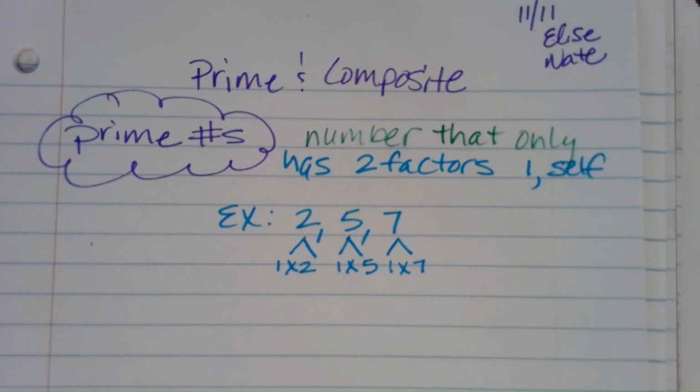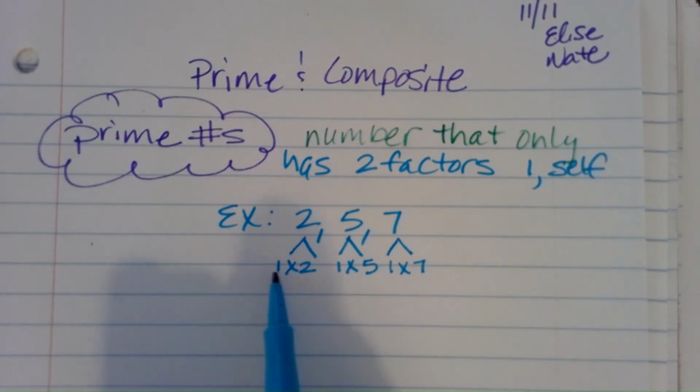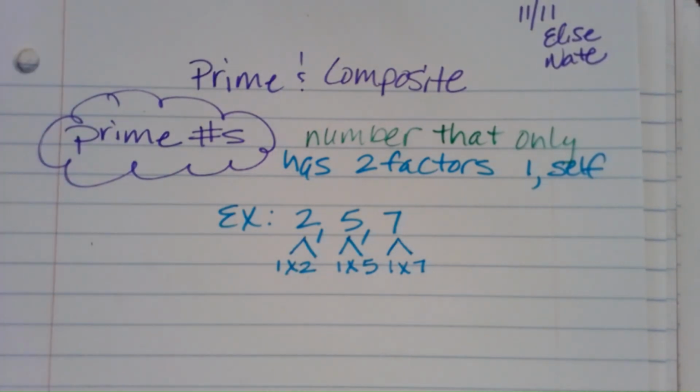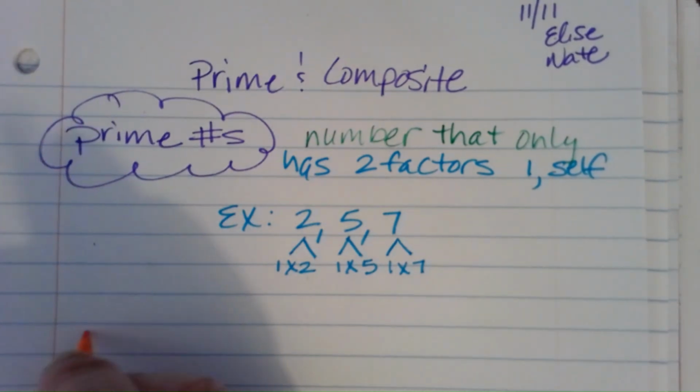What about 21? Is 21 prime? No. Why not? Raise your hand. Yeah. You can do 7 times 3. Yeah. So I've got 1 times 21, 3 times 7. Right? So it's not prime. So if I only have 2 factors that will equal this number, I can only multiply 2 numbers. It's going to be 1 and itself, then it is prime. That takes us to composite numbers. Okay?